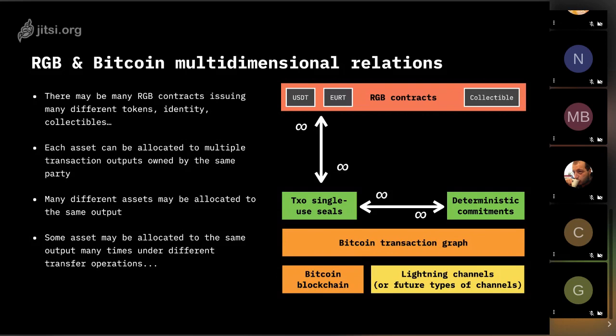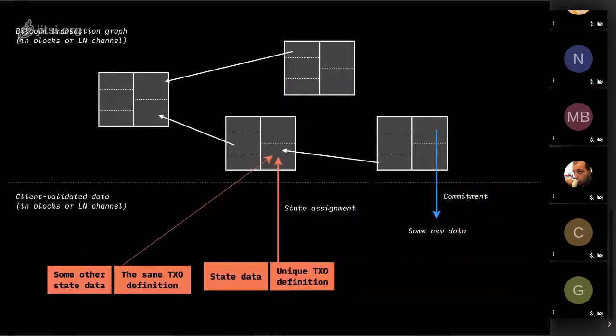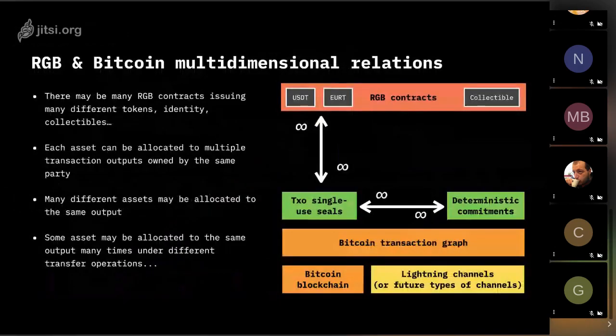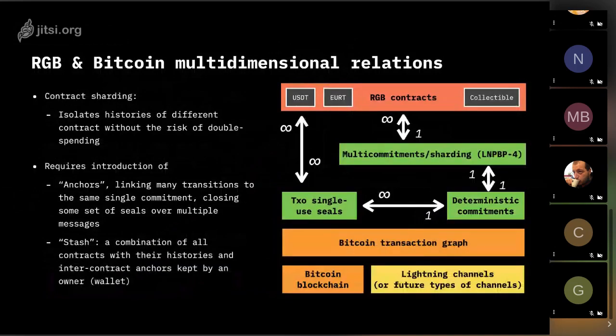So it's a very multidimensional thing, and that's what I was saying, that because of this multidimensional nature, we need an additional layer between the Bitcoin blockchain, between the Bitcoin transaction graph. Here I'm showing without that layer, and here I introduce that layer, which allows you to reduce the complexity of many-to-many relations between Bitcoin transaction graph outputs and RGB graphs and different state transitions in the RGB graph.